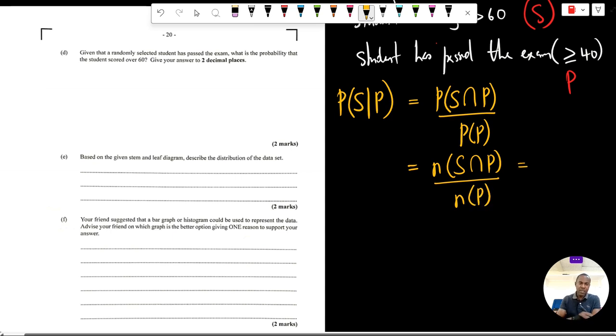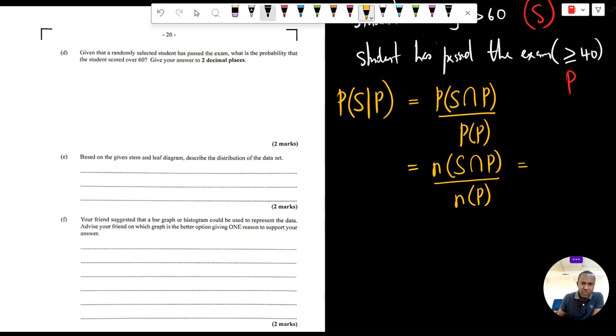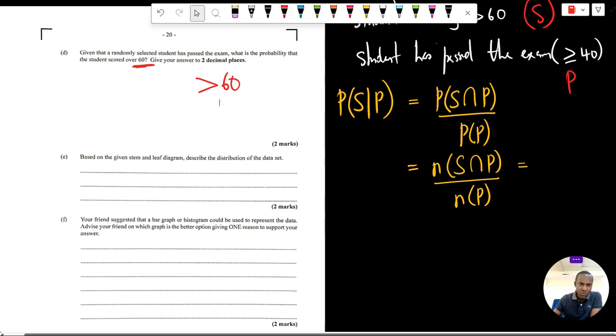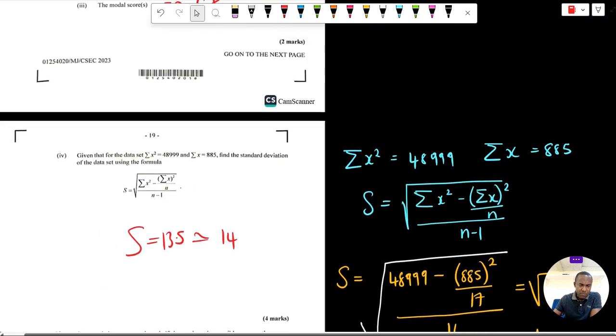And we can get these numbers by going back and taking a look at our stem and leaf diagram. Now bear in mind it says, what is the probability that students scored over 60. Over 60 implies greater than 60, which means 60 is not included. So you must pay attention to that. So over 60 means 61 and above, not 60 and above, but 61 and above. So let's go and look at the table to see how many students scored over 60.